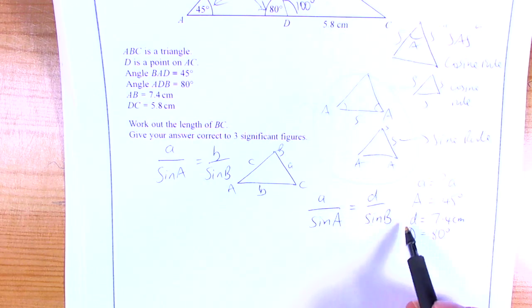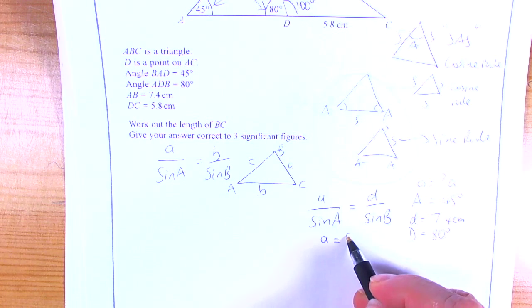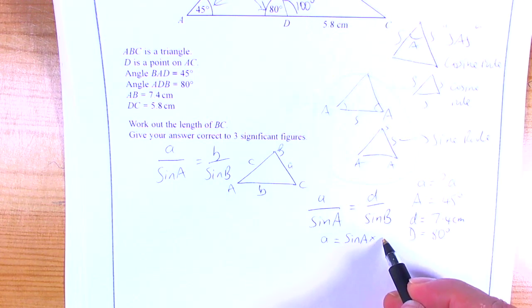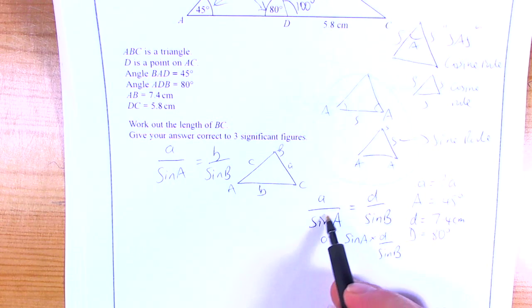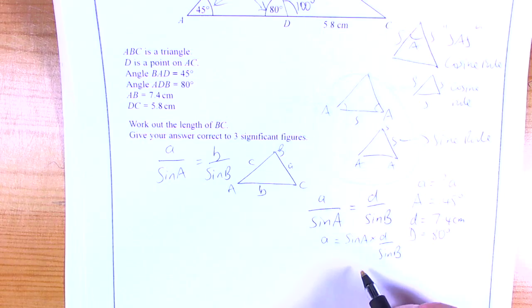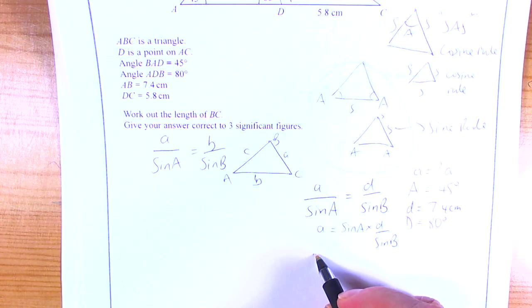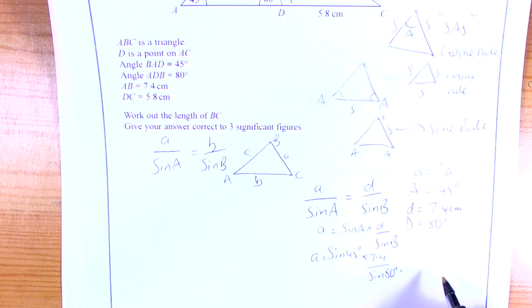So we put those into the rule, and we find that little a is going to be equal to the sine of big A times d over the sine of D. All we've done is recognise that this says divide by the sine of A, so on the other side of the equals the sign will change to times. So we replace the letters with the numbers we know, so little a is going to be the sine of 45 degrees times 7.4 over the sine of 80 degrees.